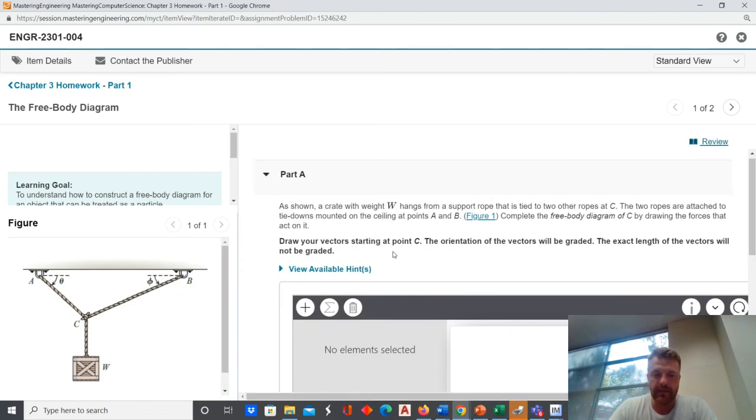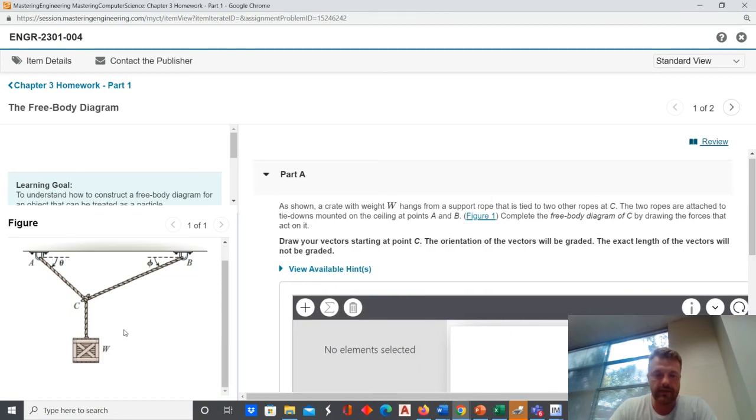So we're told that we have, as shown, a crate with weight W here. It's hanging from a support rope that's tied to two other ropes at point C. So we have a knot here. And the two ropes are attached to tie downs mounted on the ceiling at points A and B.